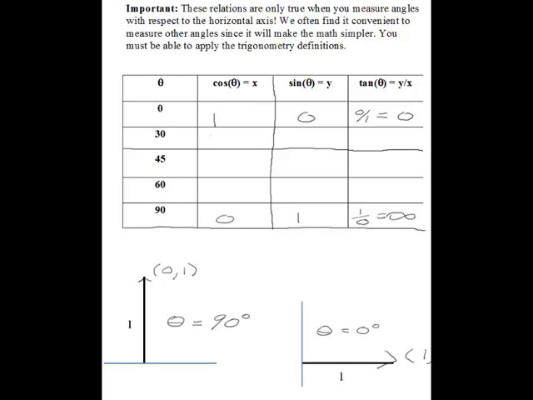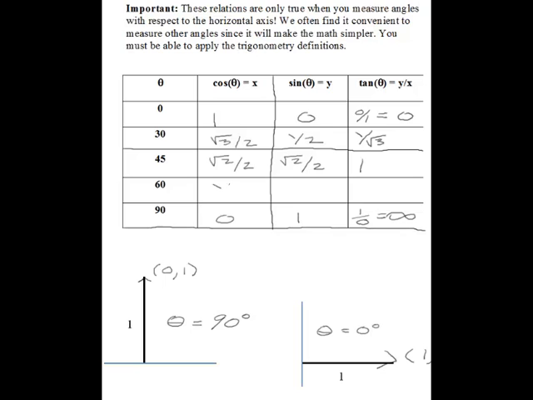For 30, 45, and 60, I'll show you later that the cosine of 30 is the square root of 3 over 2, the sine is 1/2, and the tangent is 1 over the square root of 3, or the square root of 3 over 3 if you prefer. For 45 degrees, the sine and cosine are both the square root of 2 over 2, and the tangent is 1.